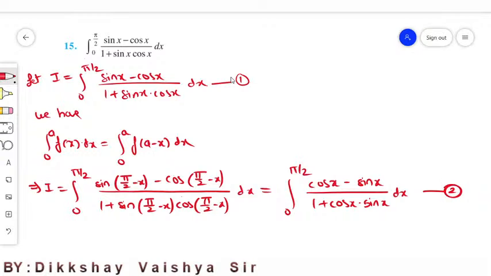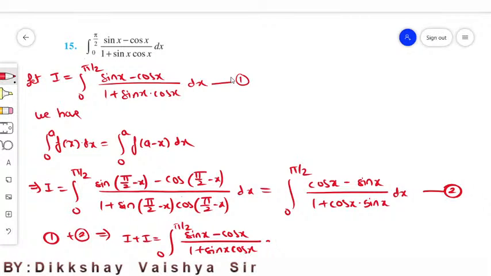Now 1 plus 2 implies I plus I is obviously integral 0 to pi by 2. So the first function is equation 1: sin x minus cos x upon 1 plus sin x cos x dx, plus integral 0 to pi by 2 of cos x minus sin x upon 1 plus cos x sin x, which is nothing but sin x into cos x.